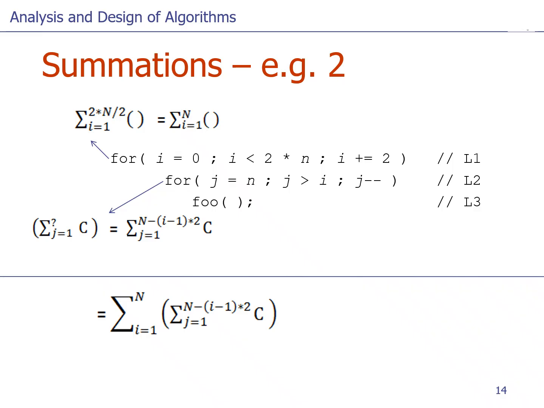n minus I minus 1 multiplied by 2. Now, why multiplied by 2? Because I is jumping by 2. I'm always saying I equal to I plus 2. So I'm trying to represent that. And now why I minus 1?